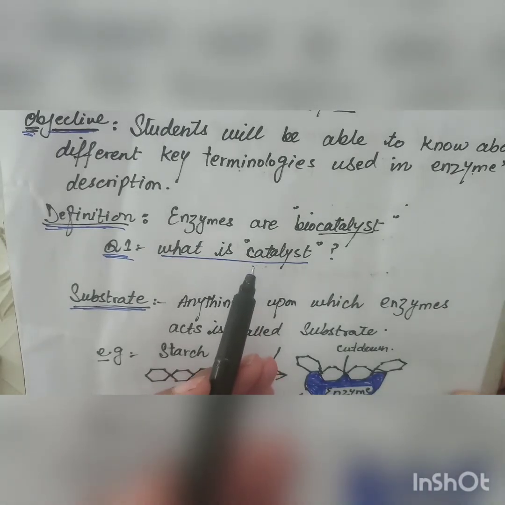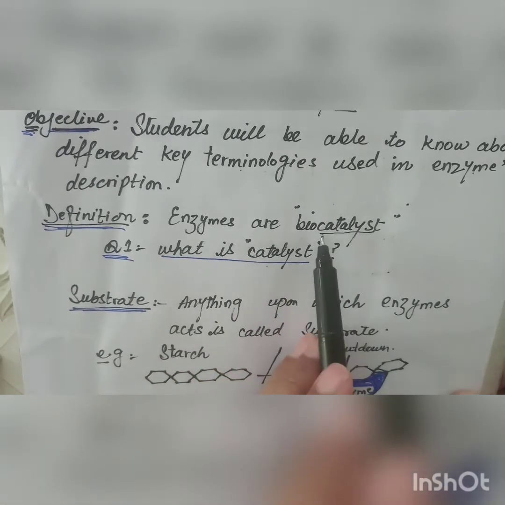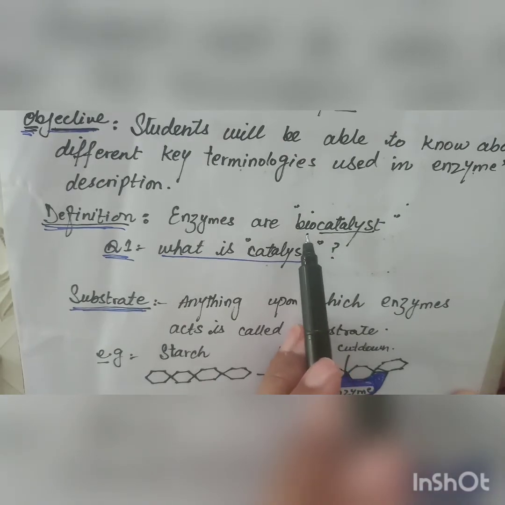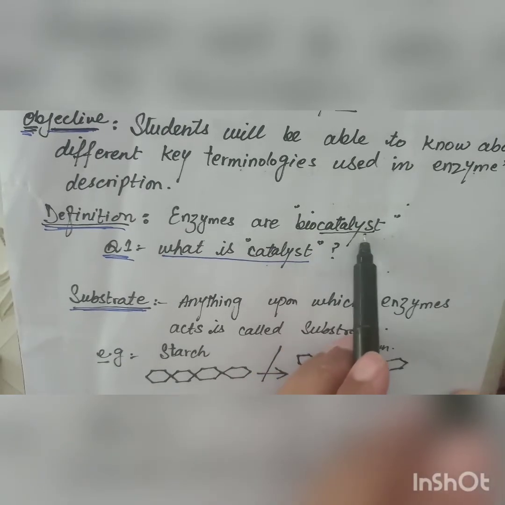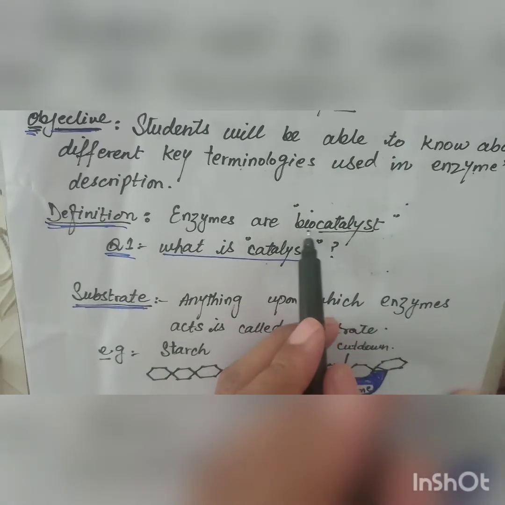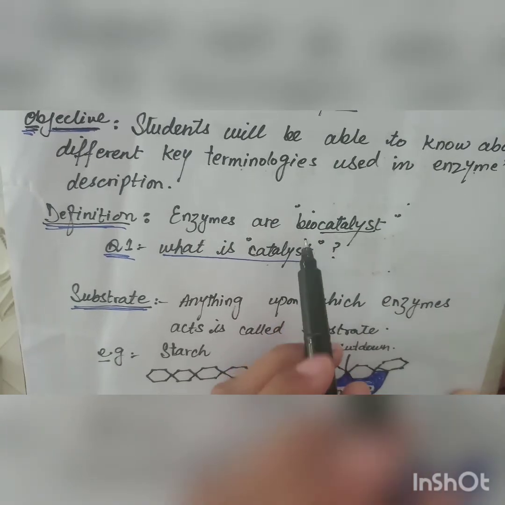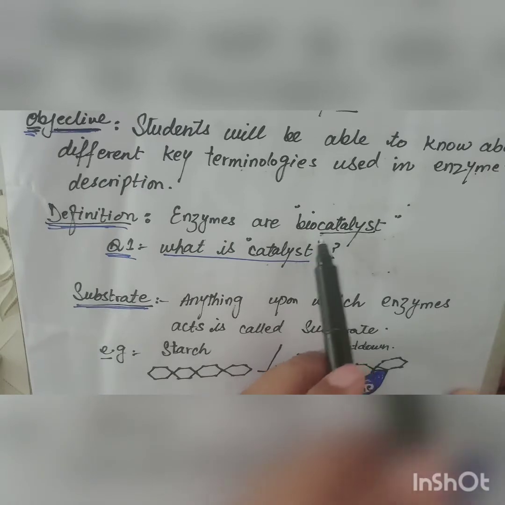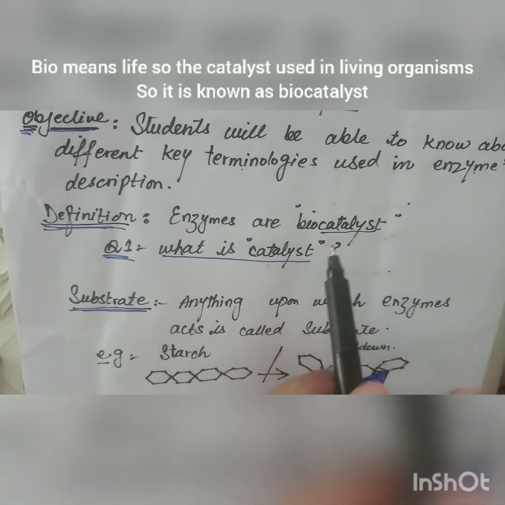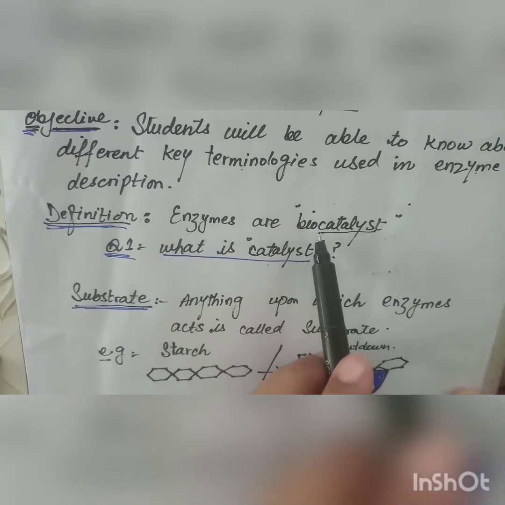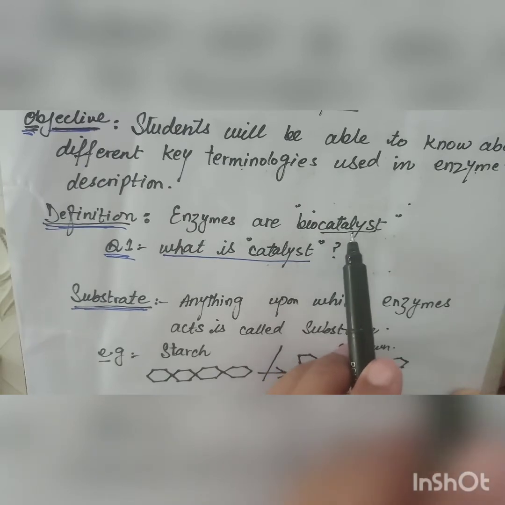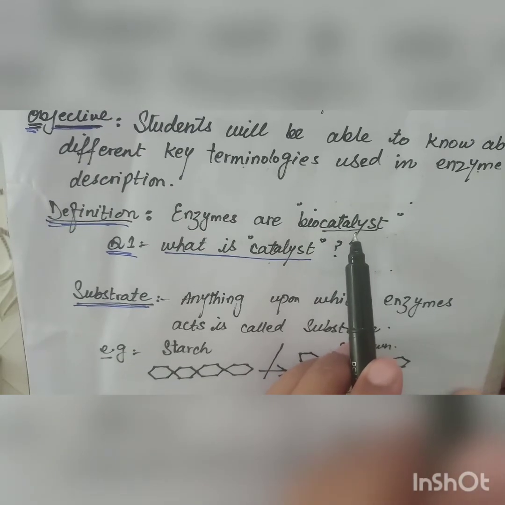at a faster rate. So let's take a pause and think why we use the term biocatalyst instead of catalyst. The answer is because these are used in living organisms, for the chemical reactions which occur in living organisms. That's why we are using the term biocatalyst, right?